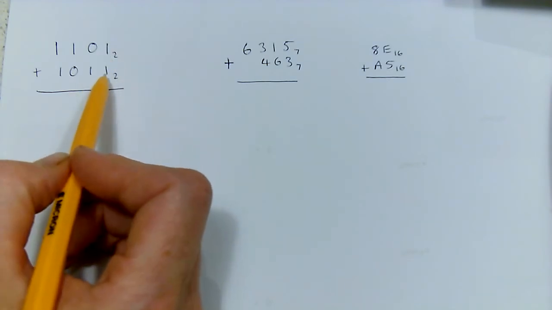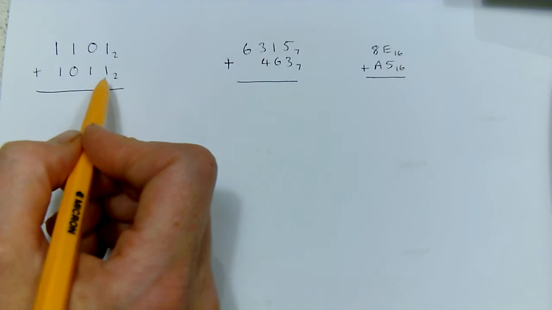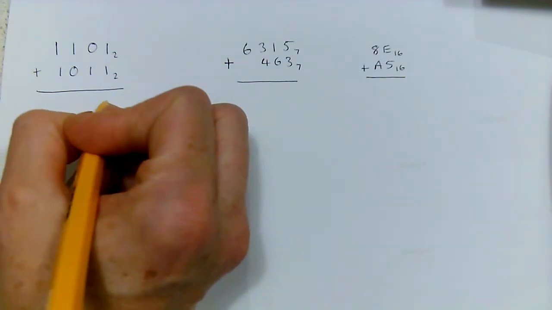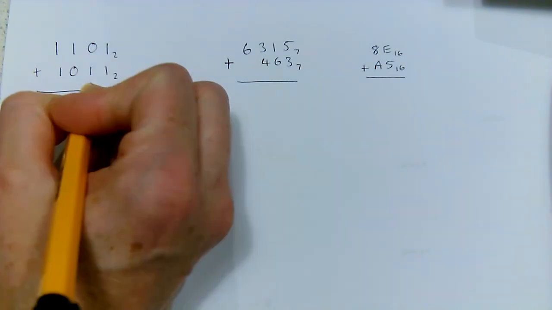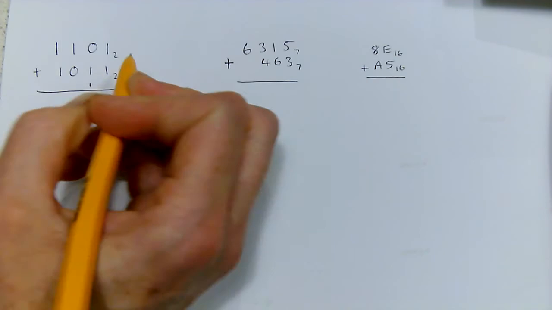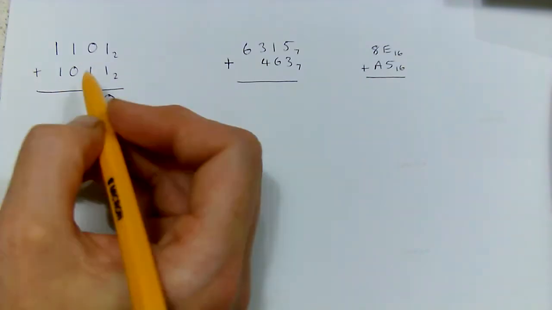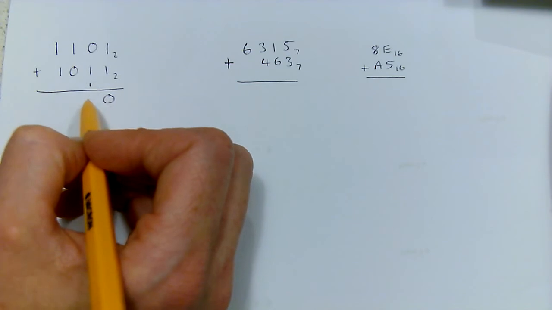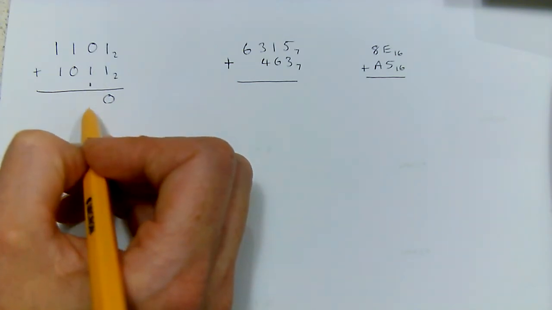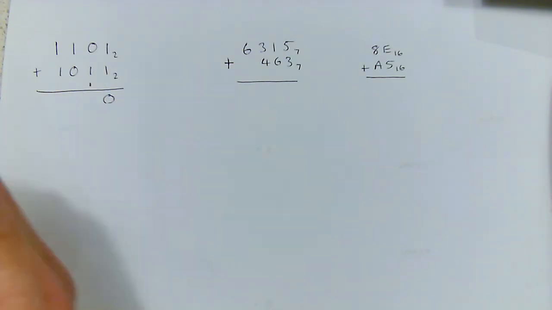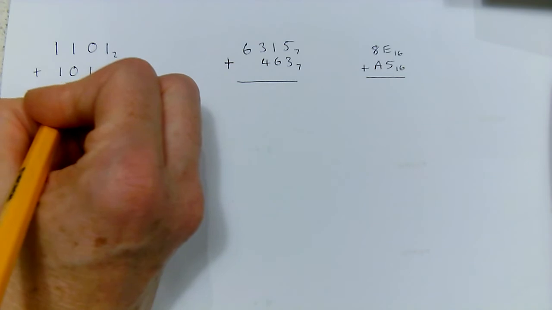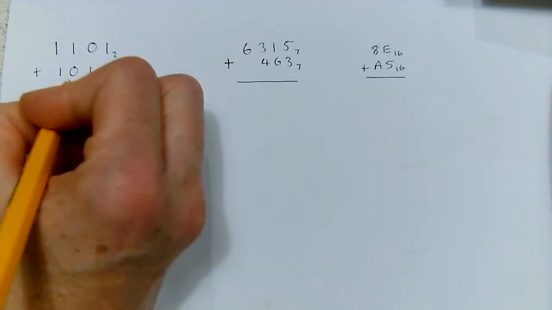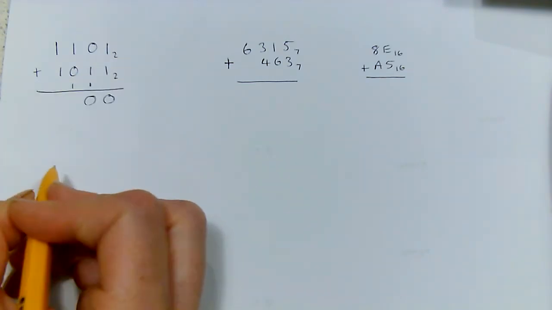Now 1 add 1 is 2, which means that it knocks over to the next column with nothing left. So we want a 2. This is the 2's column. And now we've got 1 add 1 of the 2's. So that gives us 2 2's, which means a 4. So we need a 1 in the 4's column. So we've got nothing left here, and we've got 1 in the 4's column.